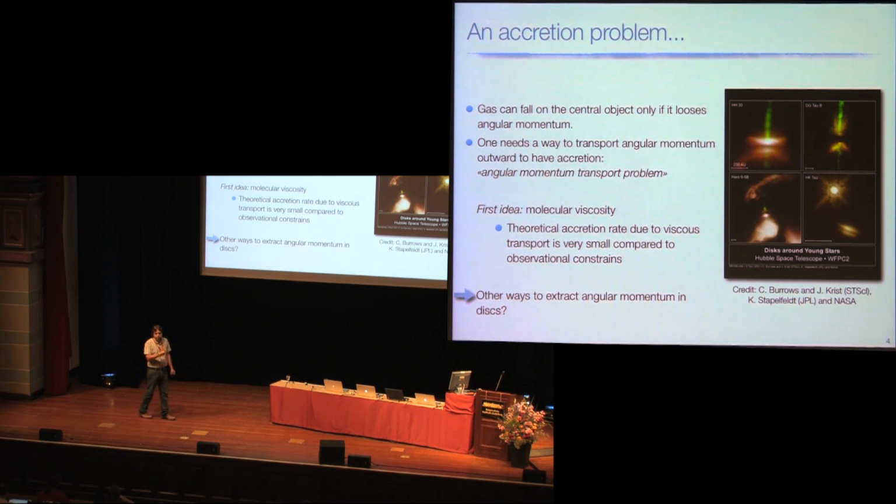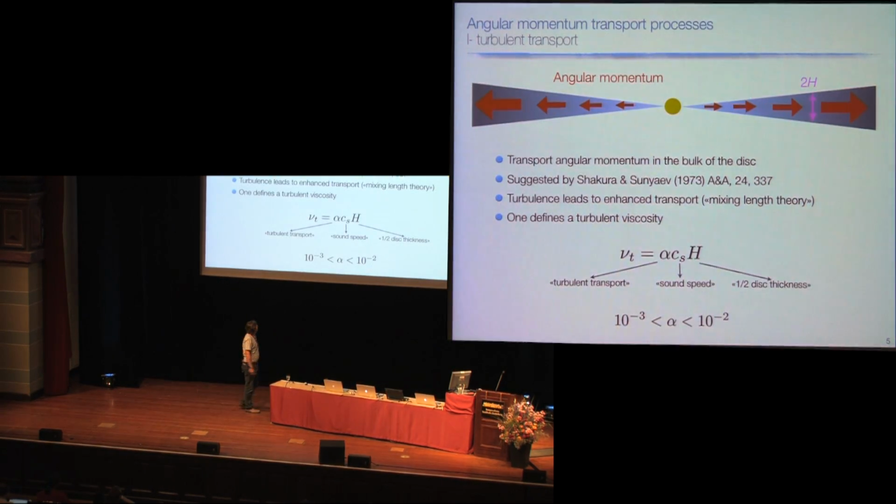And the thing I will try to present here are different mechanisms through which you can have accretion in these objects. So the first class of mechanism is the turbulent transport model, which is quite well known. It's the alpha disk model. I think everybody here knows about that. This thing has been suggested in 1973, that's Shakura and Sunyaev.